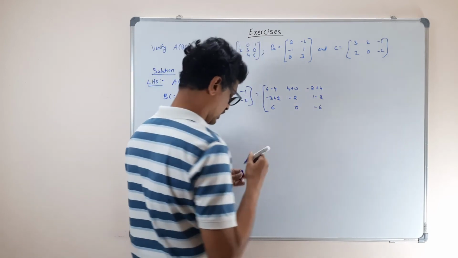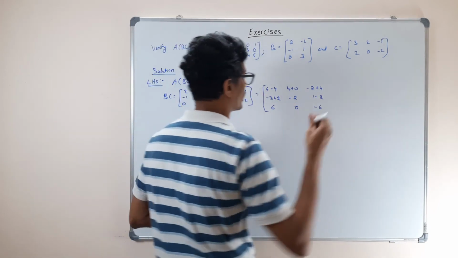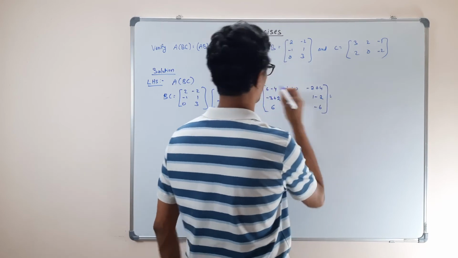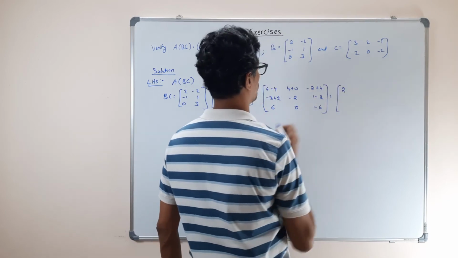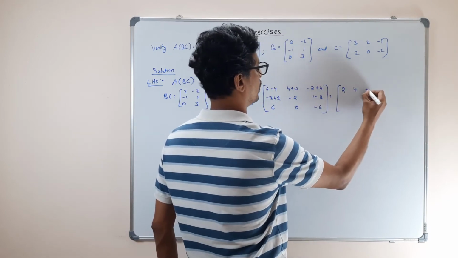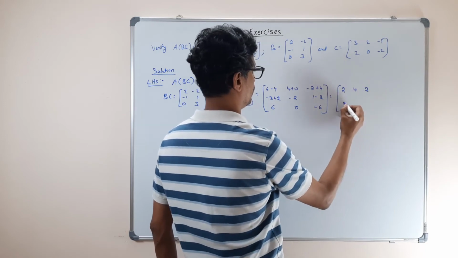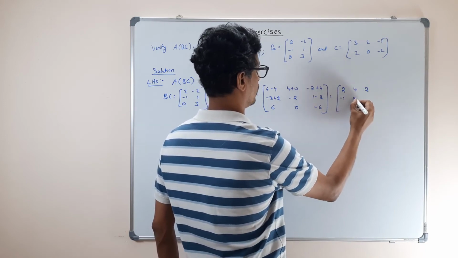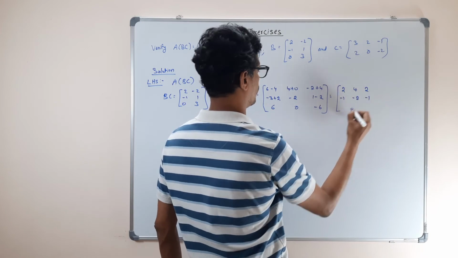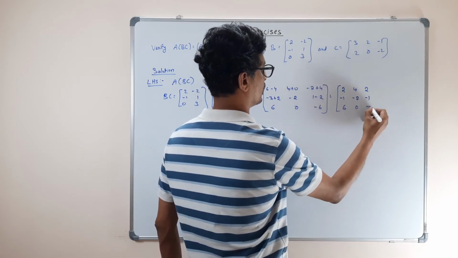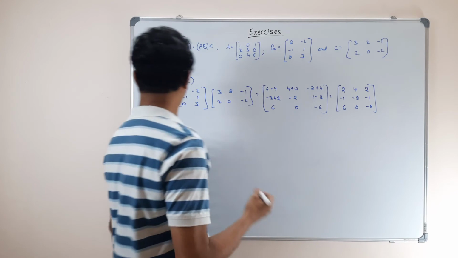So write it down. 6 minus 4 is what? Okay, let us write it here. 6 minus 4 is 2. 2, 4, 2, minus 1, minus 2, minus 1, 6, 0, minus 6. So that is B cross C, right?